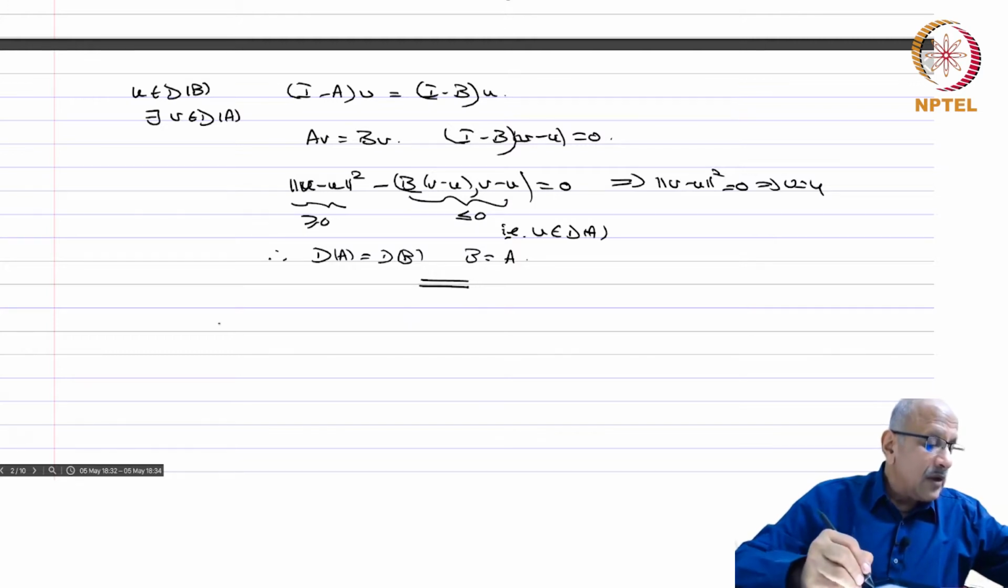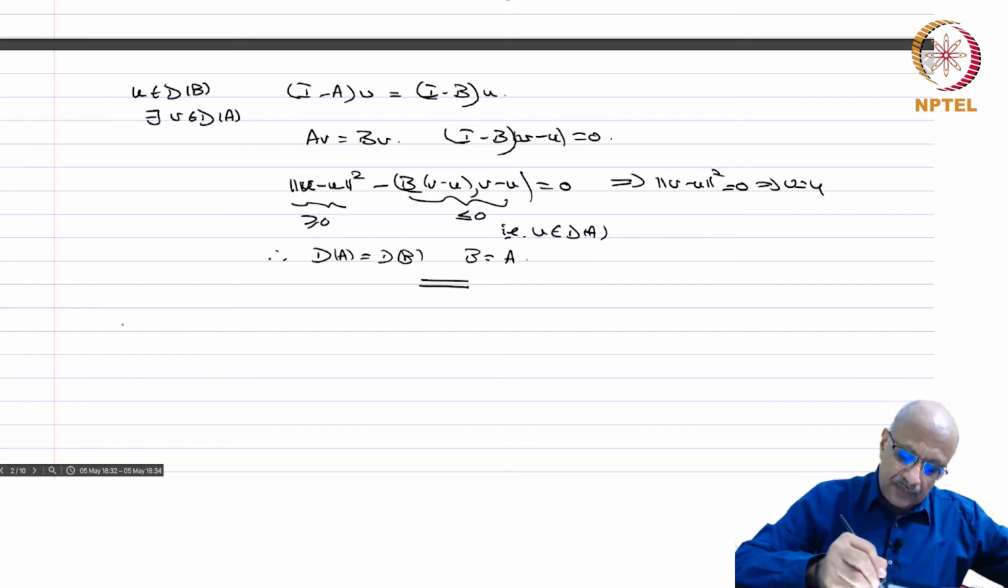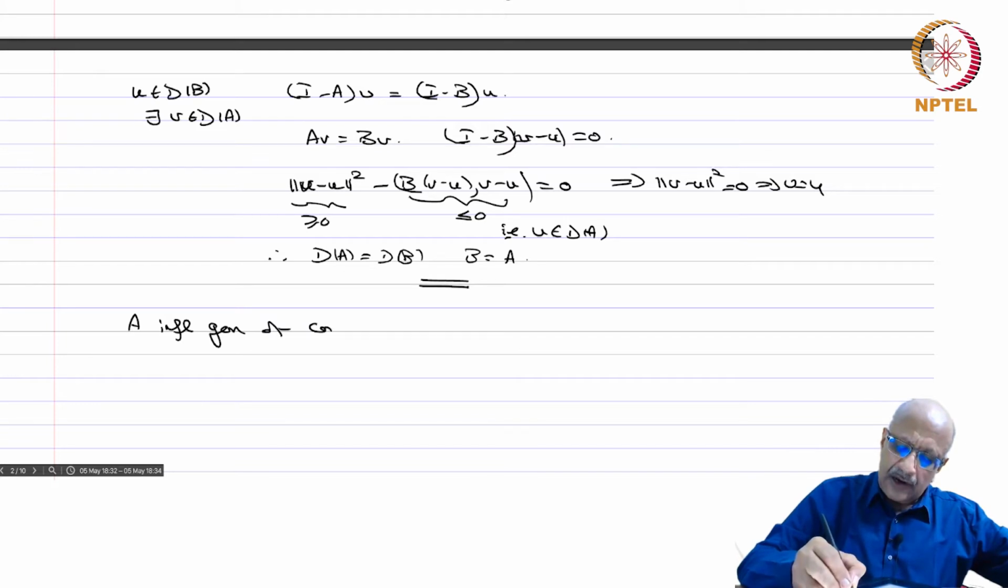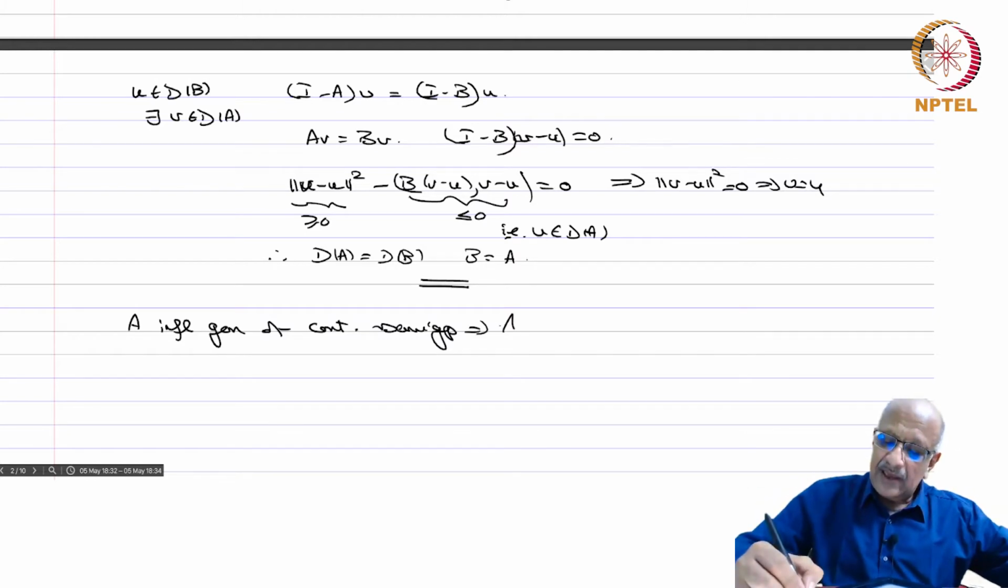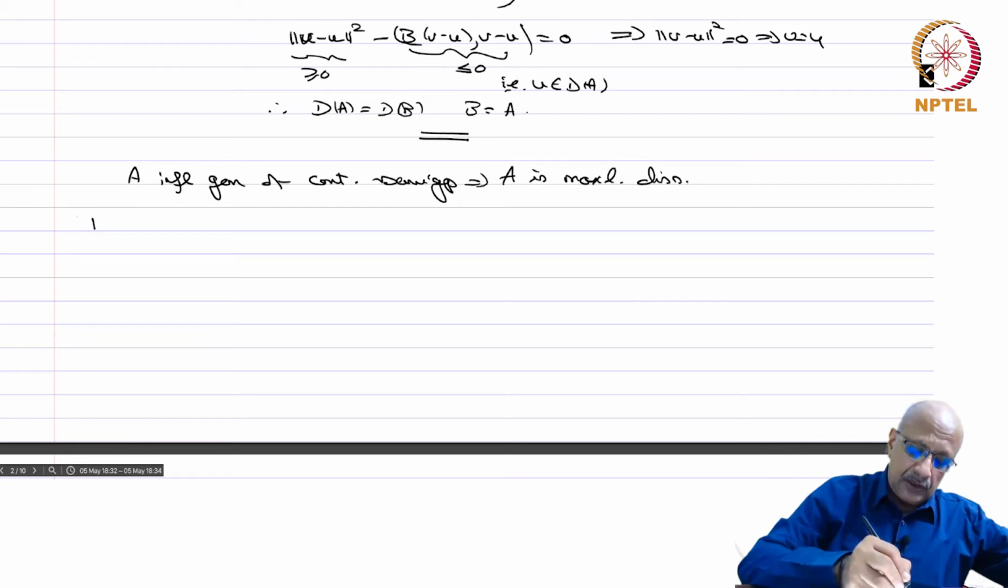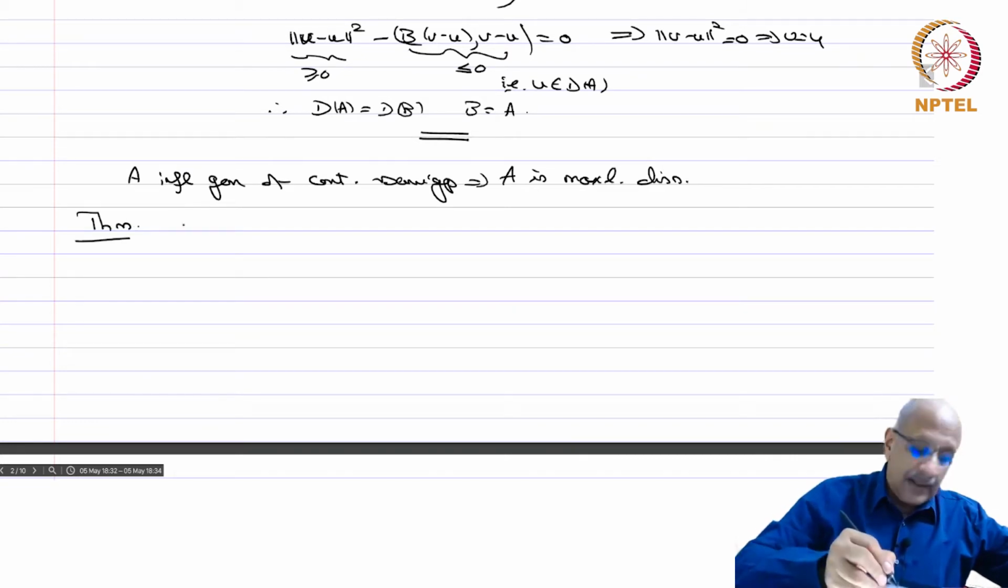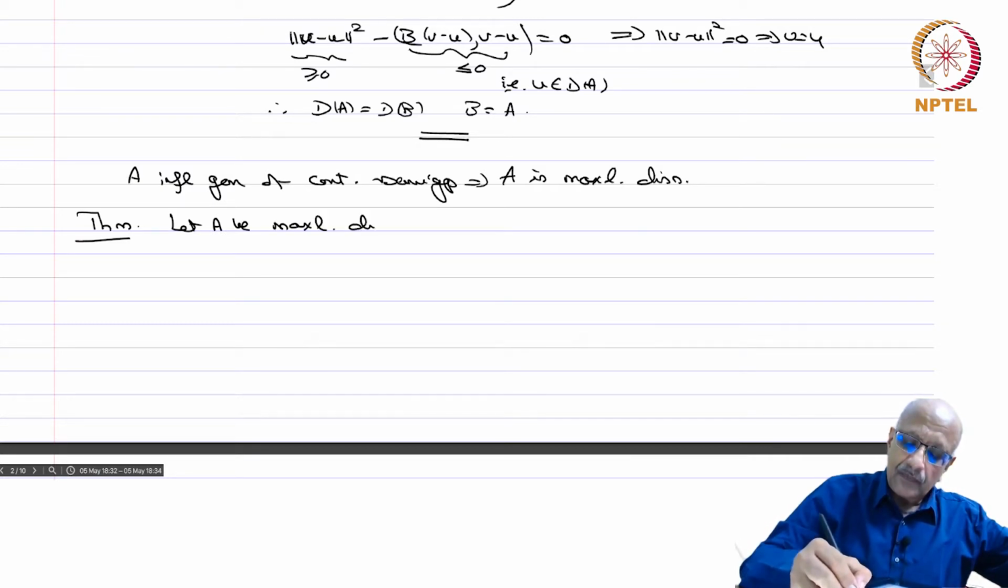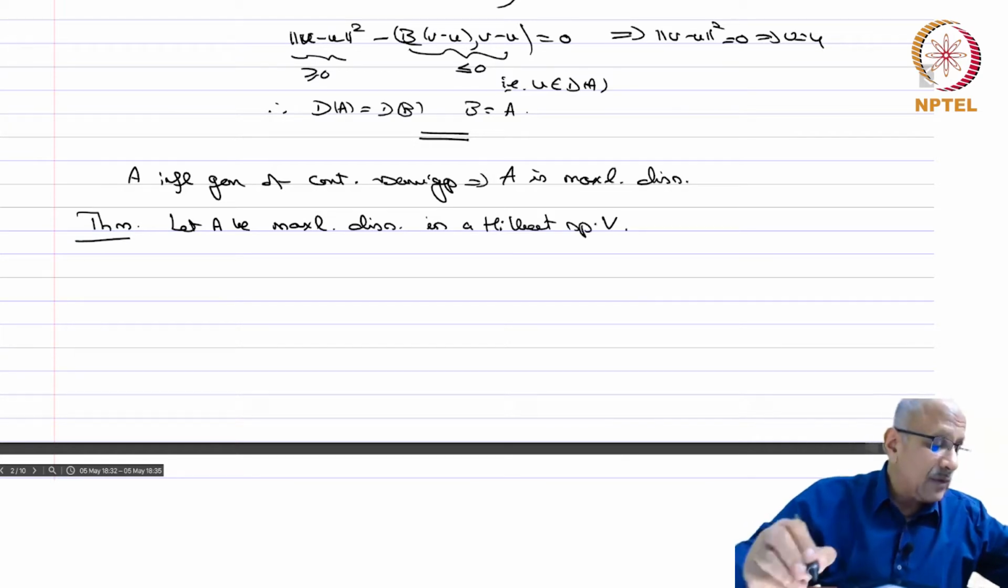So, now we have therefore, A infinitesimal generator of a contraction semigroup implies A is maximal dissipative. Now, we prove the converse. So, theorem: let A be maximal dissipative in a Hilbert space, real of course, real Hilbert space always.